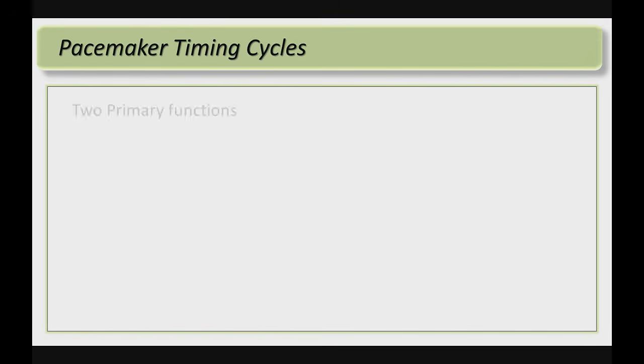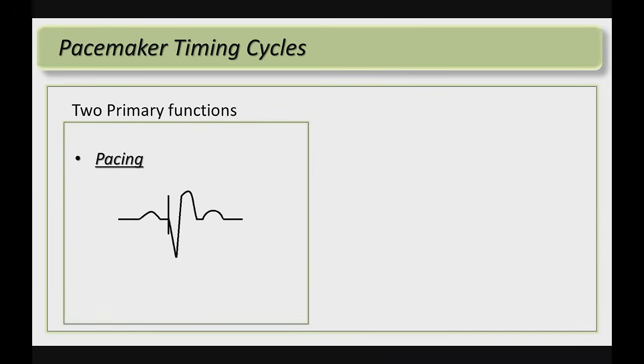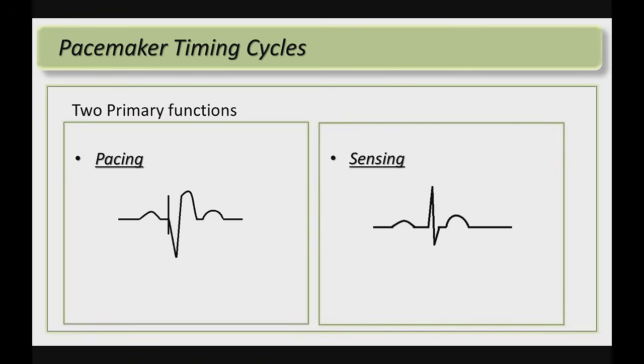Now when you get right down to it, a pacemaker is really a bunch of timers or clocks that are running, telling the pacemaker when to do something and when not to do something. The two primary functions of a pacemaker are pacing and sensing. The timing cycles really apply to these two primary functions: when to pace, when not to pace, when to sense, and when not to sense.